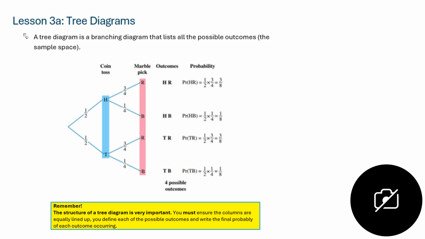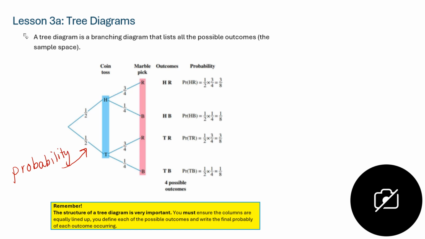So why do we have tree diagrams? Well, tree diagrams can be really useful when we have a lot of things that we're experimenting at the same time. So an example of what this tree diagram would be showing us is that the first thing that I did is flipped a coin and then I picked a marble out of the bag. You'll see here as well that there are some numbers listed on here. So these are the probabilities of the event occurring.